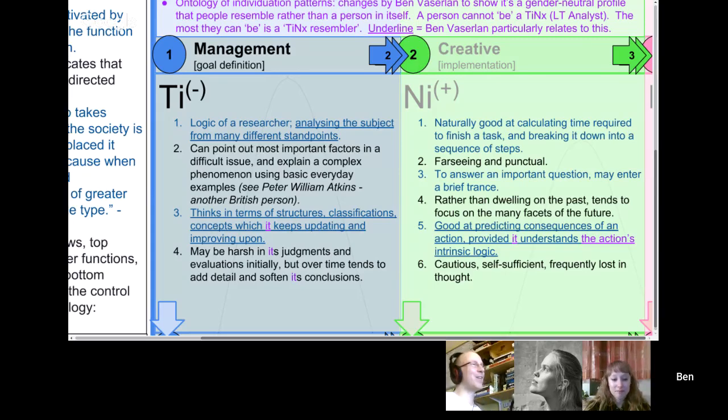Right, so, oh yeah, you talked about harsh in its judgments. So yeah, I wanted to make the point that we're not talking about a real person, we're talking about a psychological model. So that's why I wanted to put it.